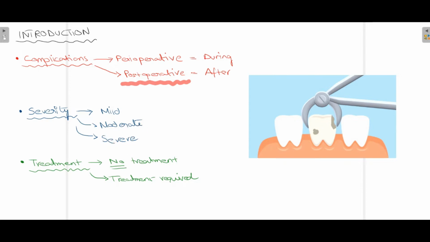Now, there are two things that we do to manage such complications. Most of the time these complications are mild. In those mild cases, we provide no treatment to the patient because they are self-resolving. They resolve on their own and require no such treatment. But on the other hand, in moderate and severe cases, some form of treatment is required for the patient. So in mild cases we go for no treatment, and in moderate and severe cases we offer some kind of treatment to the patient.